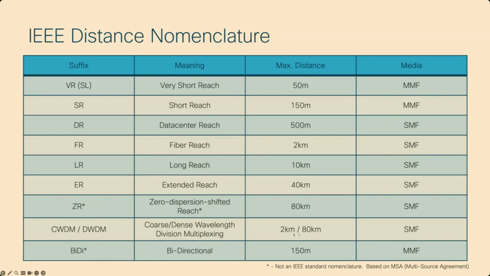CWDM gets you 2 kilometers and DWDM can get you all the way up to 80 kilometers. If you see BiDi in the name of a transceiver or as part of the part number or part ID, then we are actually using bidirectional wavelengths. So basically it uses the same pair of fiber optics. And for each one of those fibers, we're actually passing 2 different wavelengths of light, one in each direction. So it gets us the ability to do some bidirectional capability.